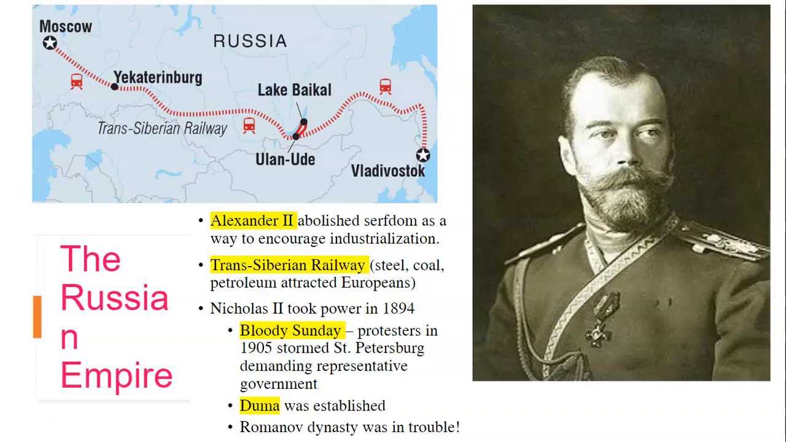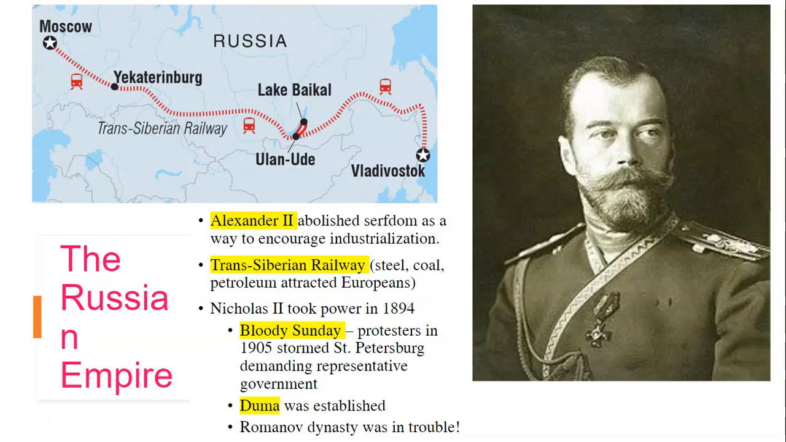Russia, let's touch on this because next unit, it's not going to go well. It's not going to be a happy ending. And I know that Miss Nesbitt's class talked about Anastasia, and I hope my kids have seen it too. So Alexander II is going to abolish serfdom because we know he wants to encourage industrialization. They build that Trans-Siberian Railroad. We got that steel, that coal, the petroleum. It's going to attract the Europeans over to Russia.